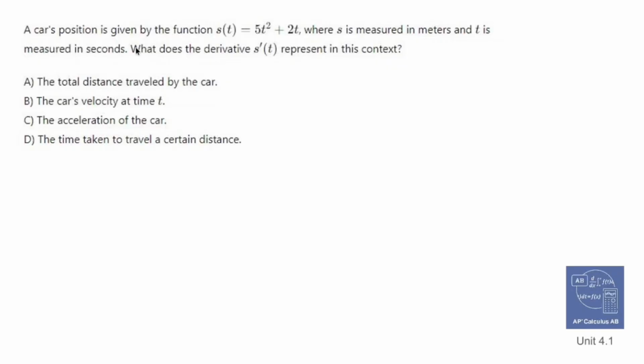A car's position is given by the function s of t equals 5t squared plus 2t, where s is measured in meters and t is measured in seconds. What does the derivative s prime of t represent in this context?